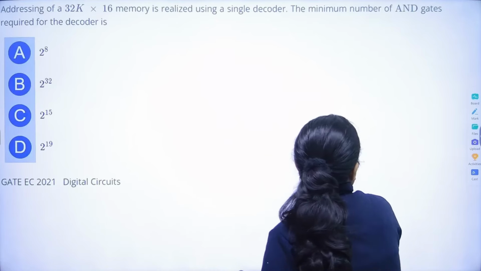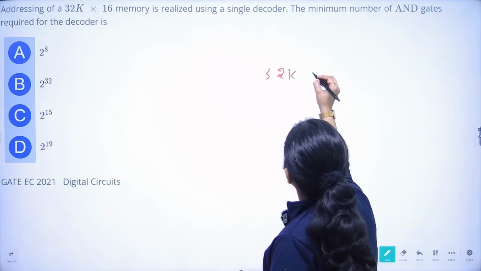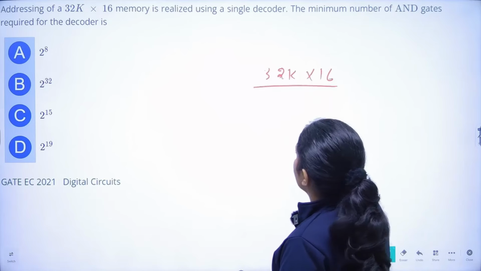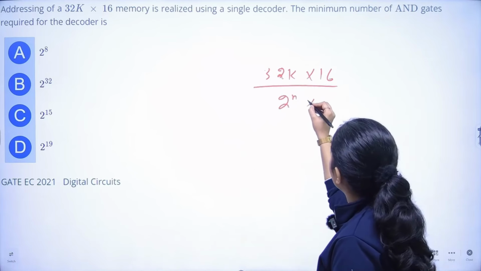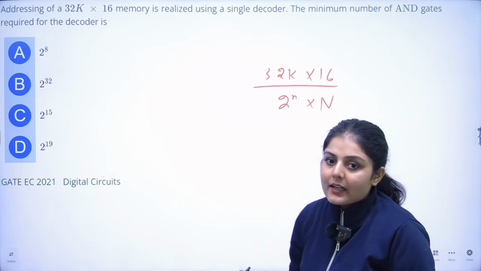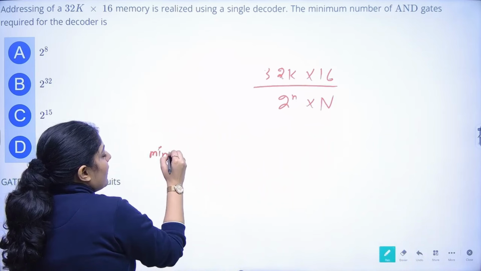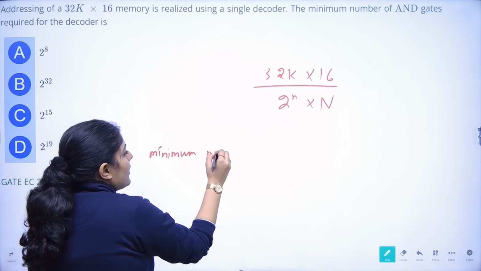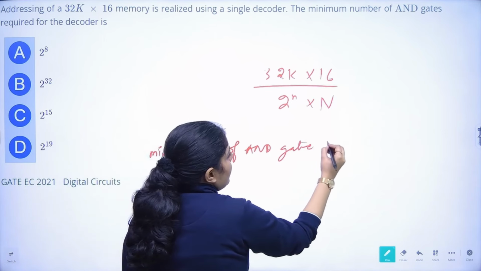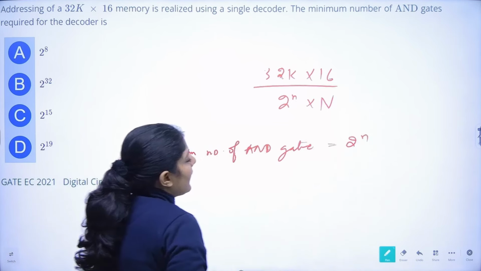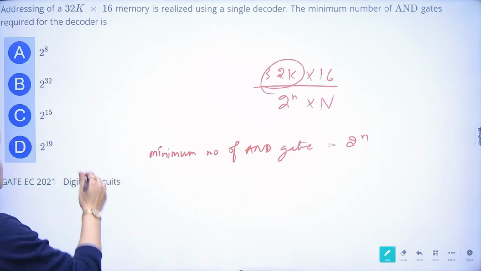So how are we addressing the memory? It is 32K cross 16. So how do we actually address the memory in a general way? That is 2 raised to power n cross n. Now the minimum number of AND gates required is nothing but equal to 2 raised to power n. Here options are there in terms of 2 raised to power.